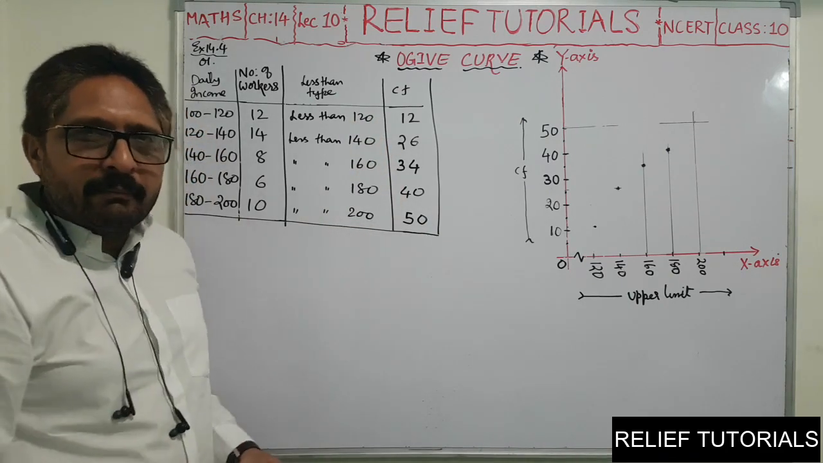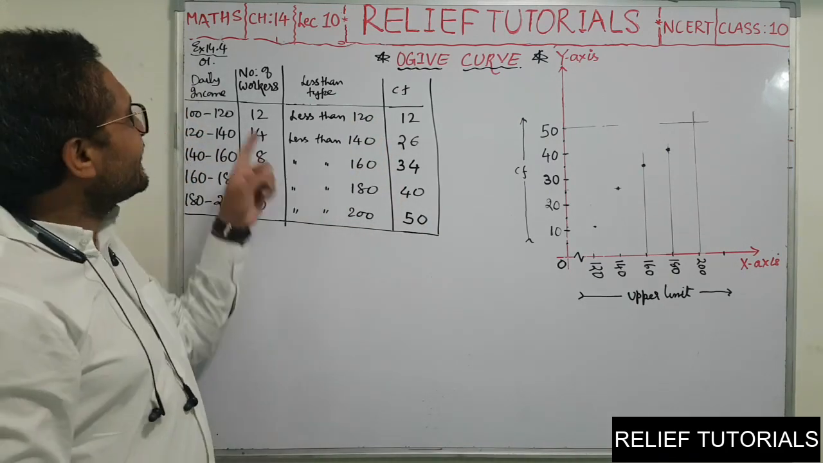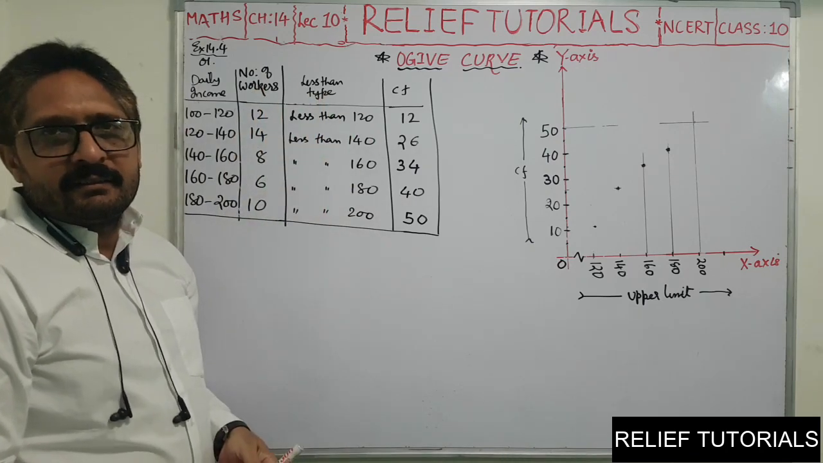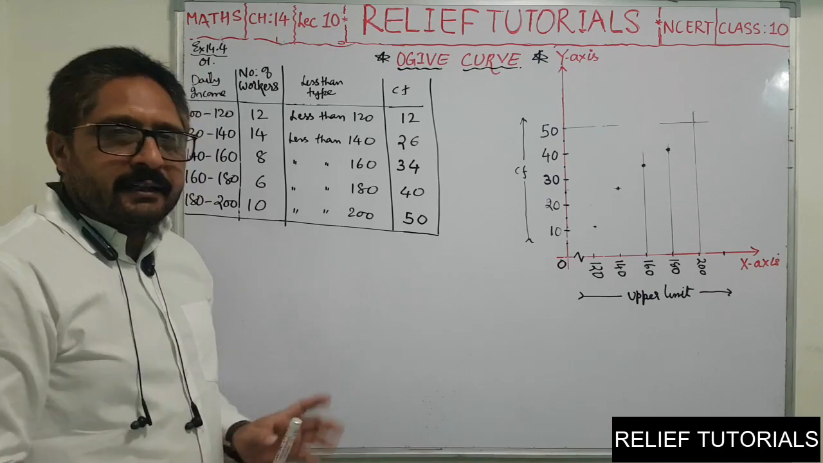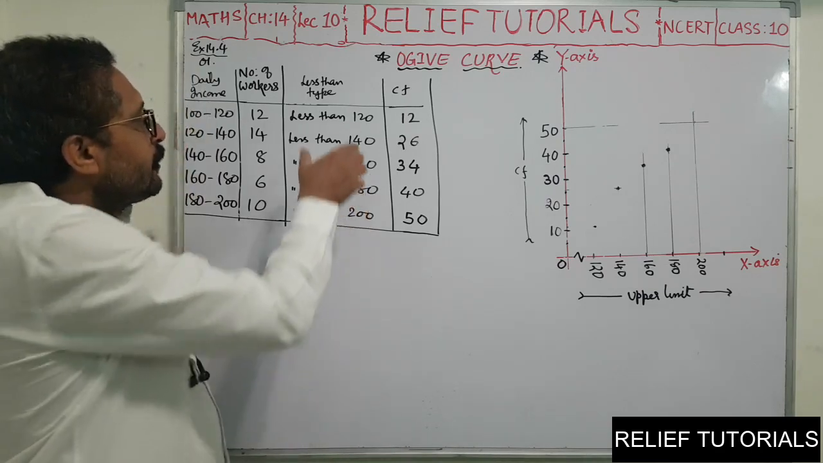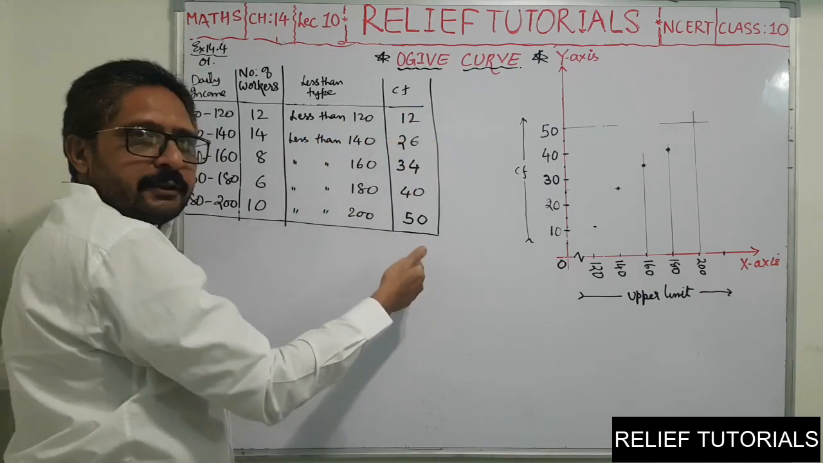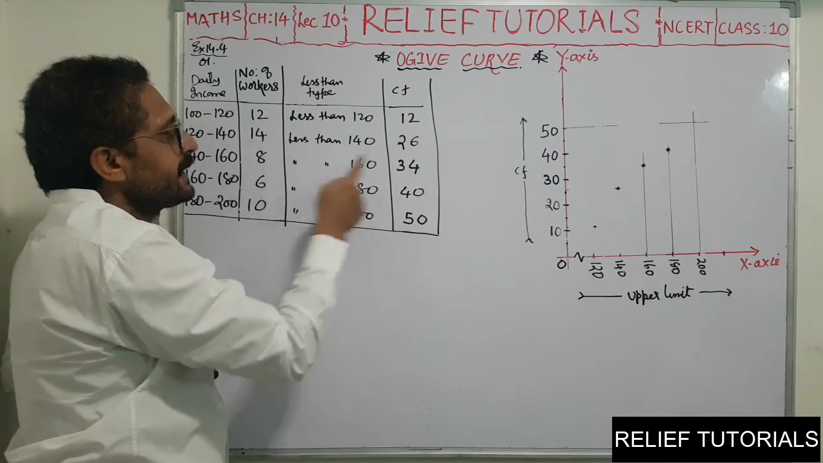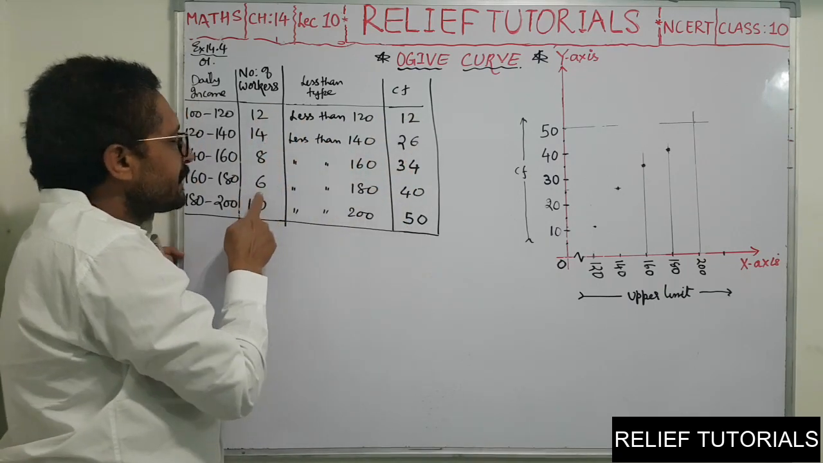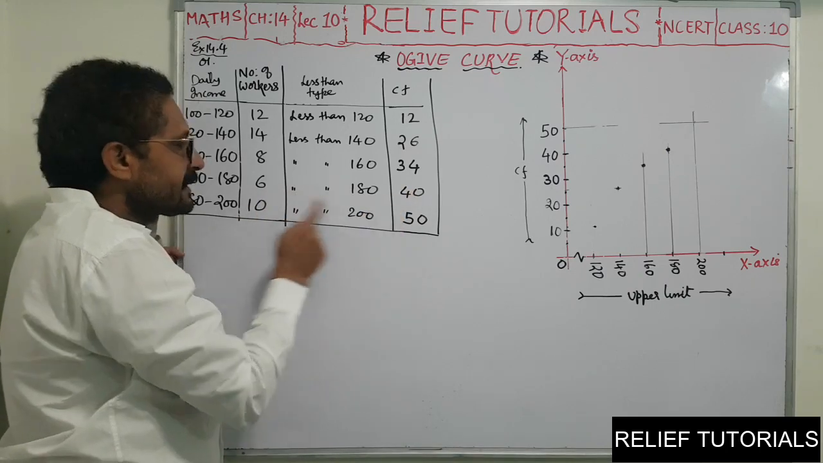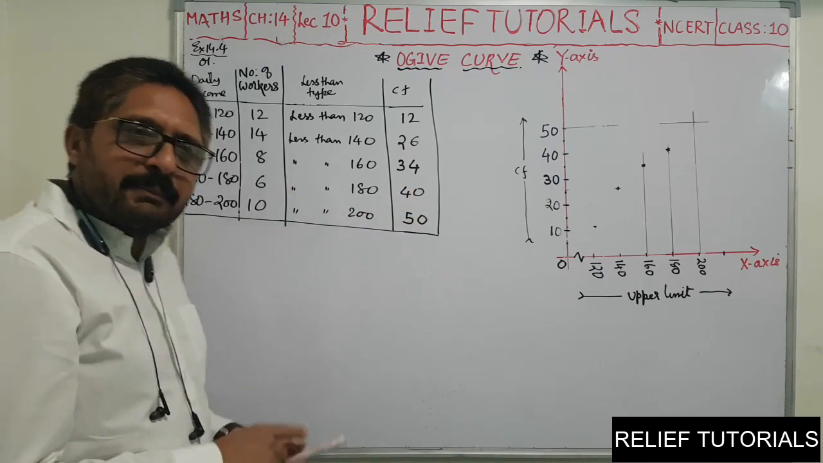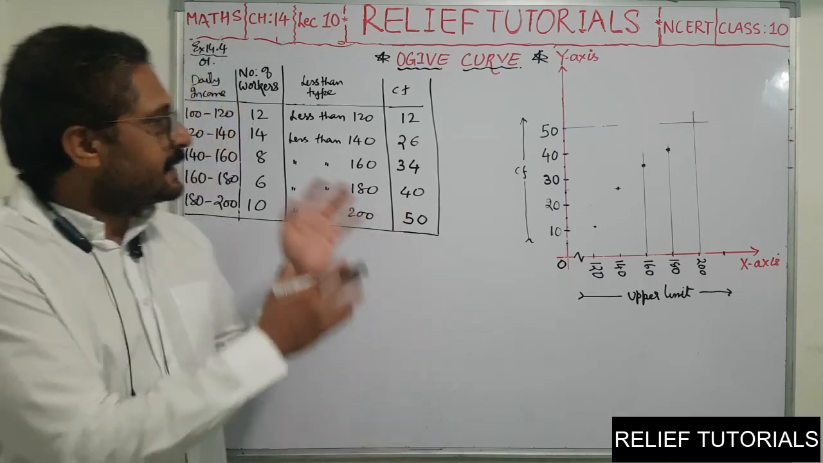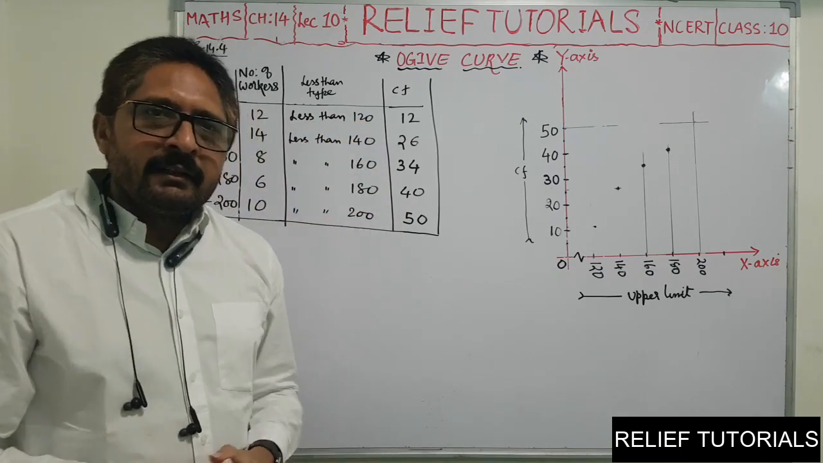And if you remember, I told you that less than type is always cumulative frequency. Always, without fail. If you want to write less than type, here it will be cumulative frequency: 12, 12 plus 14, 26, 12 plus 14 plus 8, 34, 12 plus 14 plus 8 plus 6, 40, 40 plus 10, 50. So less than type is cumulative frequency. Now we'll represent this data graphically.